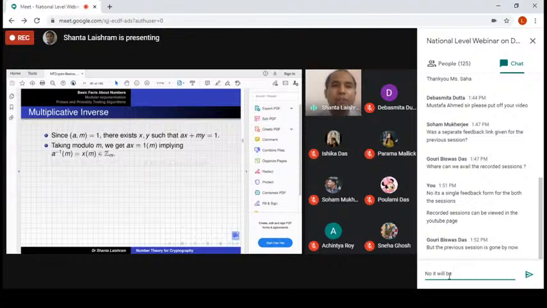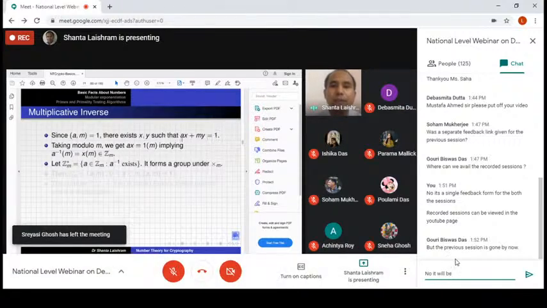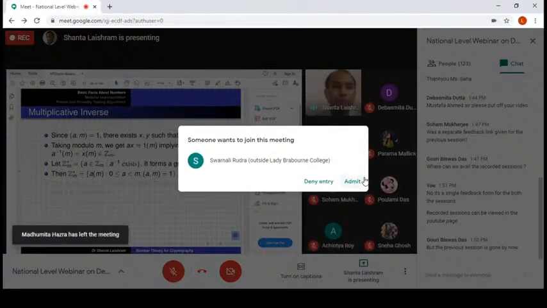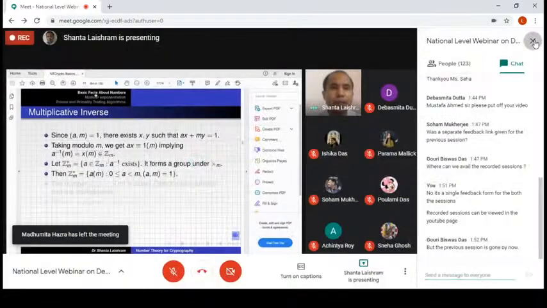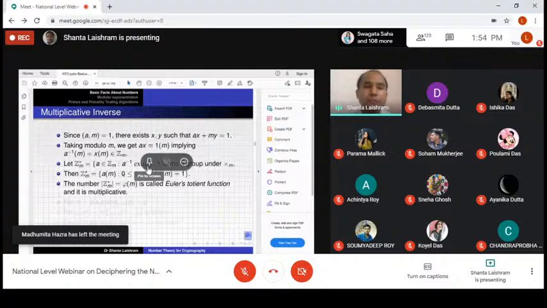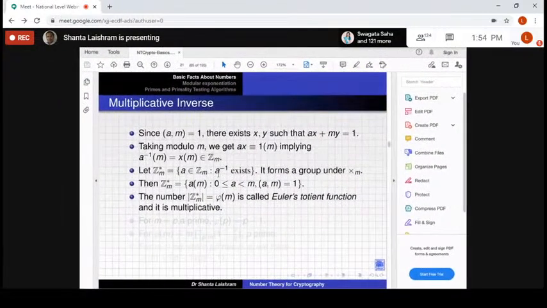One way to find the modular inverse is to use the GCD algorithm. Since the GCD of A and M is 1, you have x and y such that Ax plus My is 1. That means Ax is congruent to 1 mod M. So the inverse of A is nothing but x modulo M. This is how we find our inverse. Now if you take the set of all numbers A in GM such that the inverse of A exists, then it forms a group.